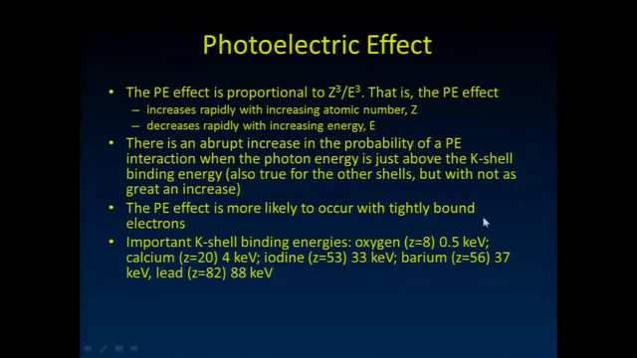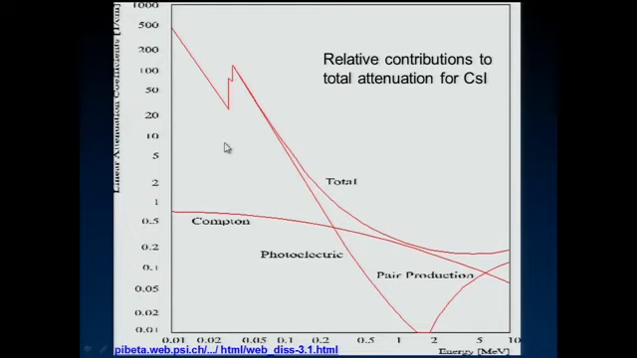So here are some important K-shell binding energies. You know, very low for human tissues like oxygen. But I put them up here for iodine. Notice about 33 keV. Barium, 37 keV. Lead, 88 keV. Here's a picture. This is cesium iodide. So this is relatively high, right? Iodine we use as a contrast agent. Cesium's fairly close to it on the periodic table. So the K-shell binding energies are fairly high, much higher than for biologic tissue.